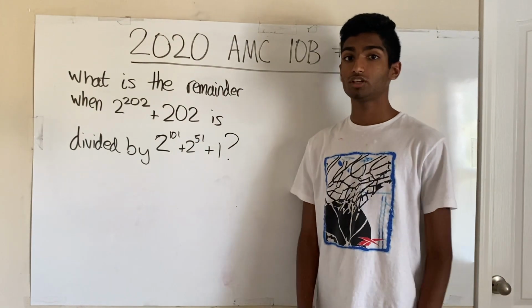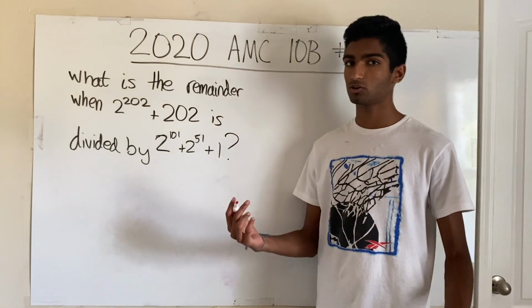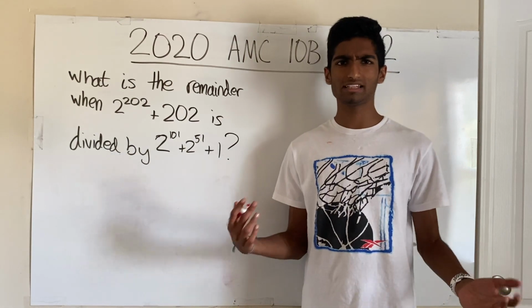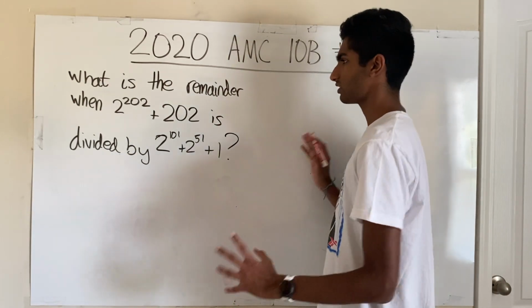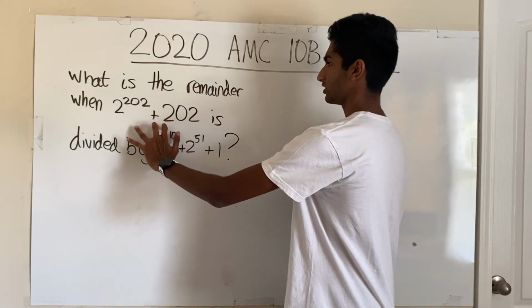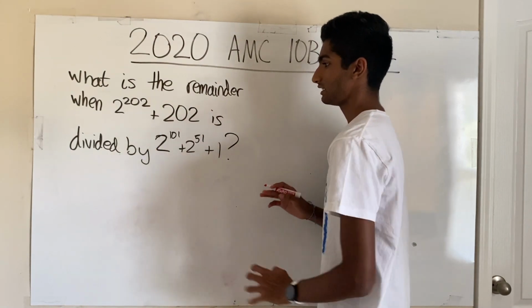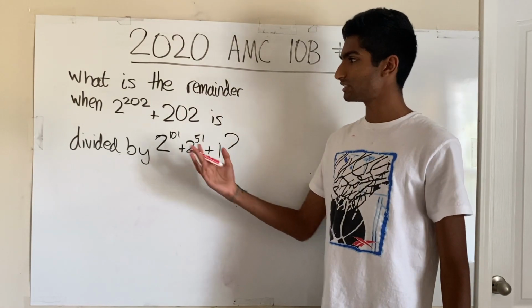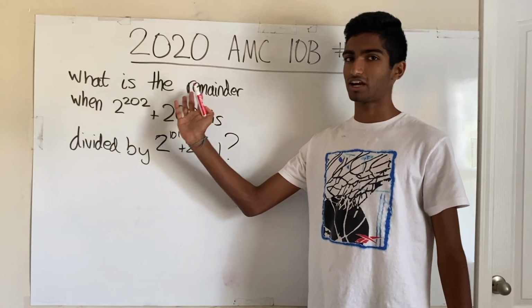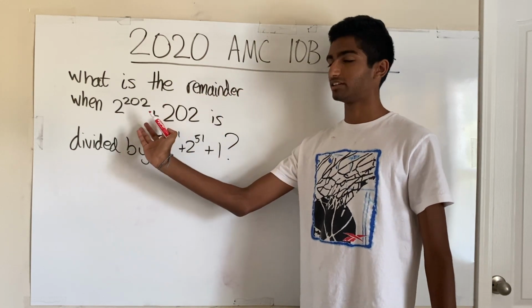Hey guys, today we're going to be looking at this seemingly difficult AMC problem, which actually could be really easy if we just use this one trick. Now, the problem asks what the remainder of this large expression with 2's is when divided by this quadratic looking expression. Obviously we can't brute force this and try to find the number here.